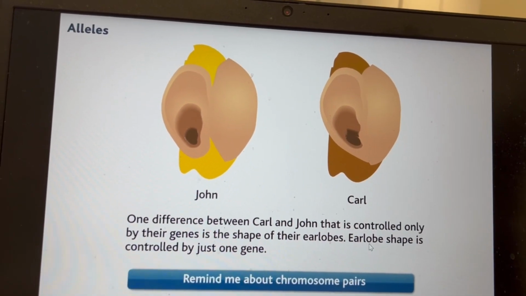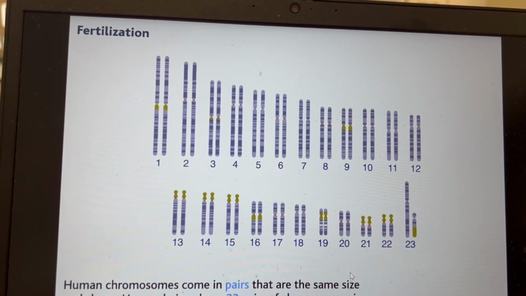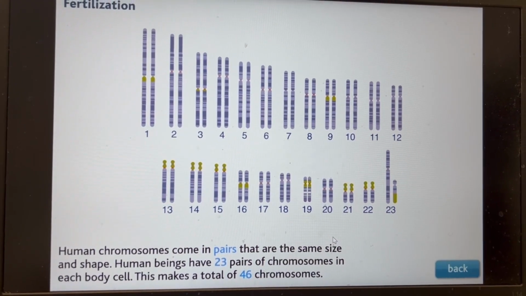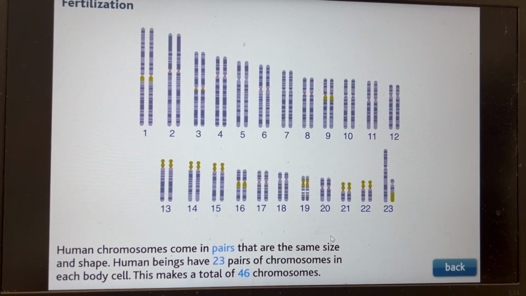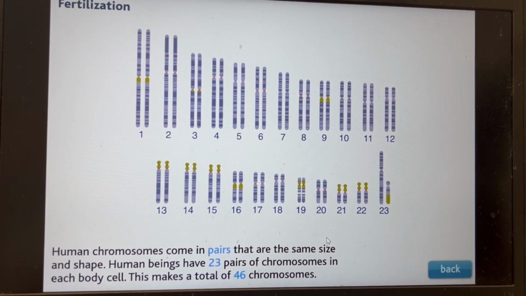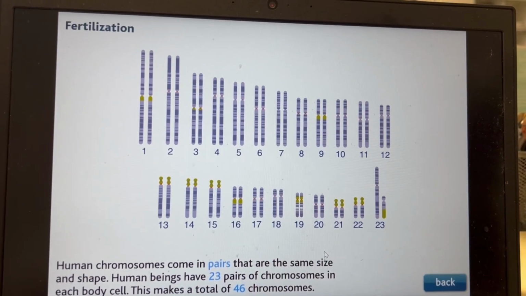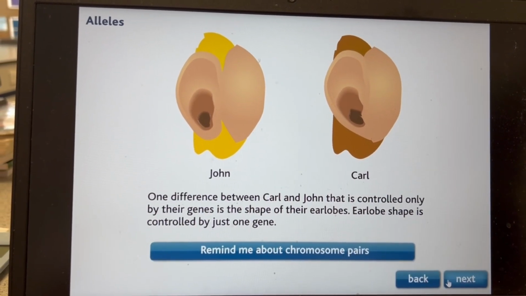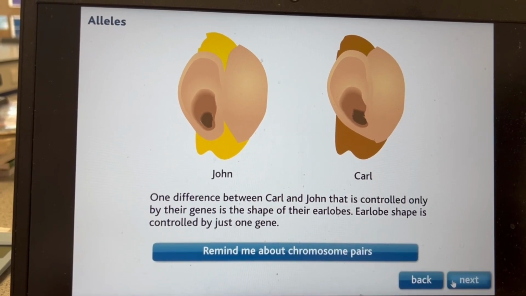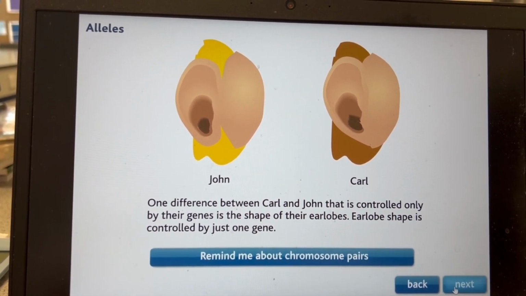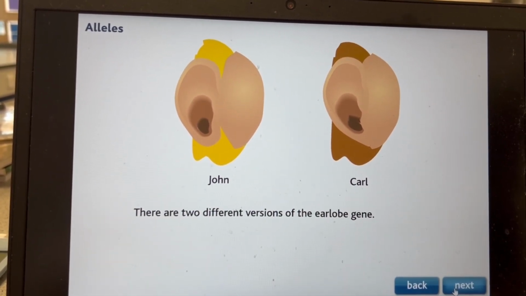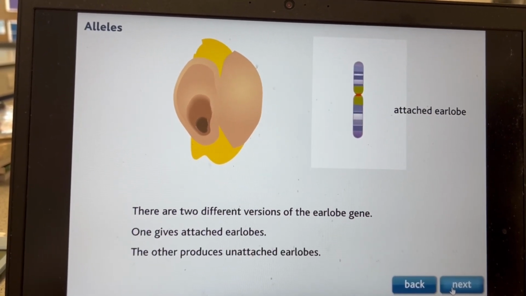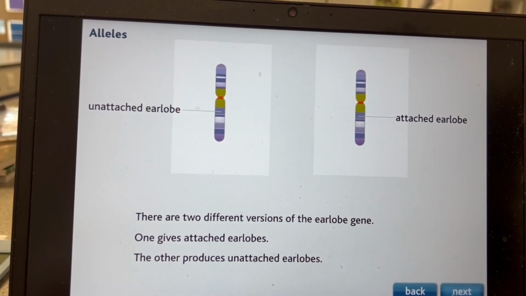Human chromosomes come in homologous pairs that are the same size and shape. Human beings have 23 pairs of chromosomes in each body cell, and that makes a total of 46 chromosomes. They inherit one of these pairs from their mum, the maternal, and one of these pairs from their dad, the paternal. So the earlobe gene, it has two different versions or alleles. One gives attached earlobes, while the other gives unattached earlobes.